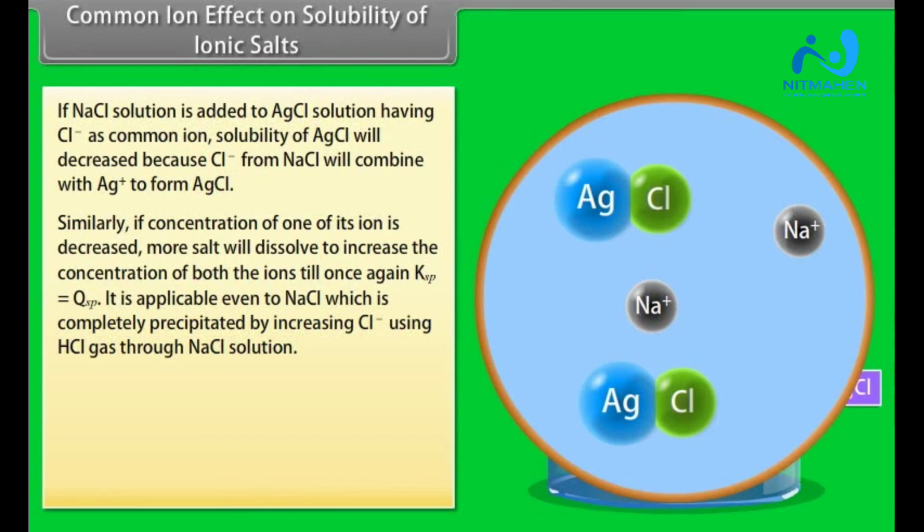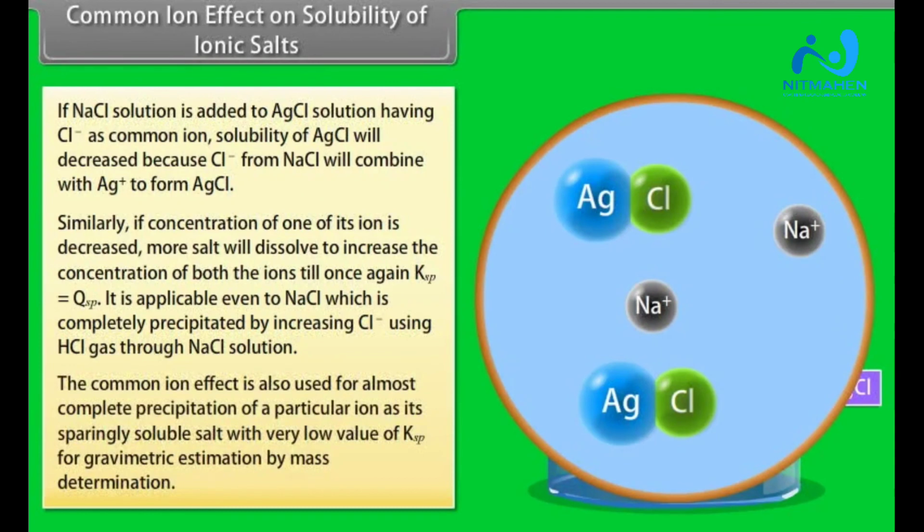It is applicable even to NaCl, which is completely precipitated by passing HCl gas through NaCl solution, increasing Cl-. The common ion effect is also used for almost complete precipitation of a particular ion as its sparingly soluble salt with a very low value of Ksp for gravimetric estimation by mass determination.